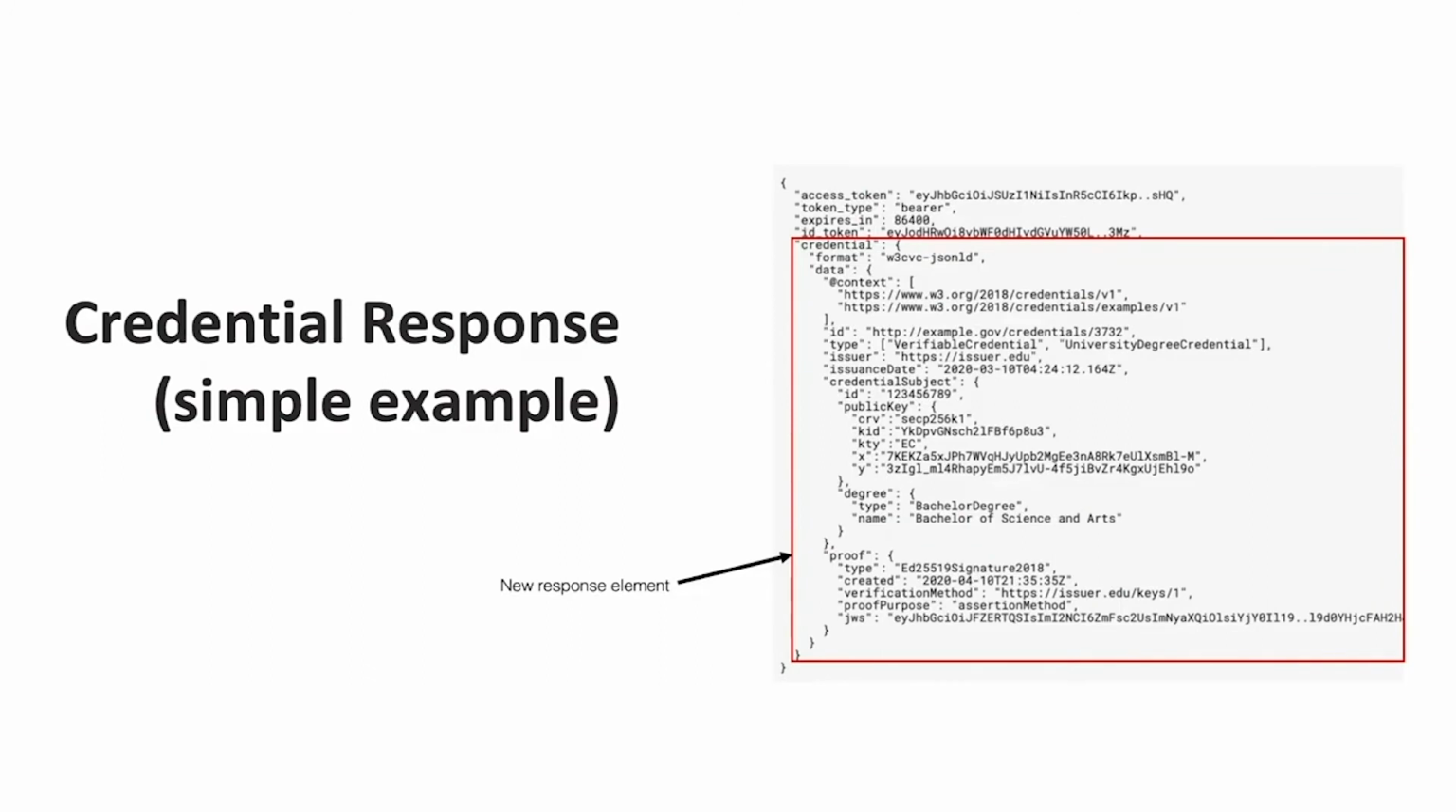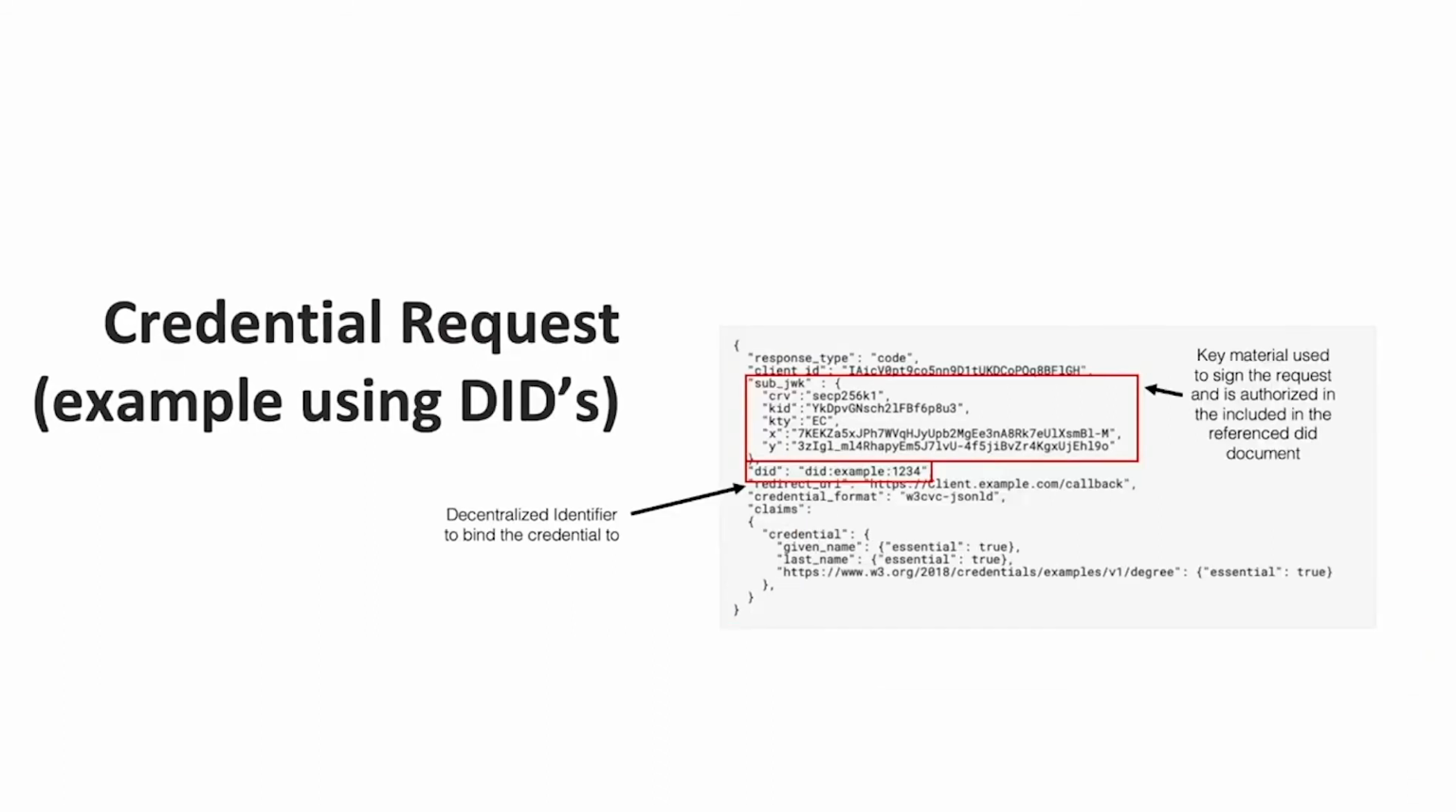The response is essentially a new top-level element. This snippet here is taken from the token endpoint response that you will get through a backchannel based flow, and you'll note here, for those familiar with OAuth and OpenID Connect, that there is a new top-level element present that is called credential, which contains the issued credential and the format information, so what format that credential is in.